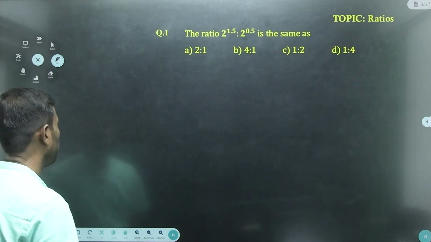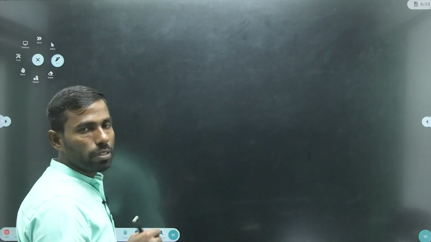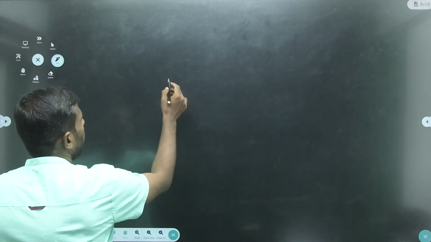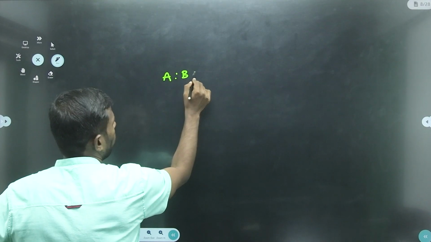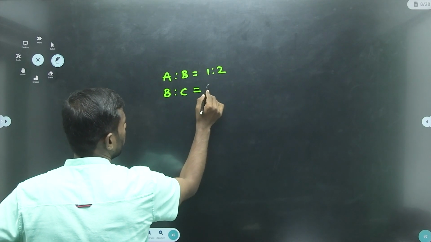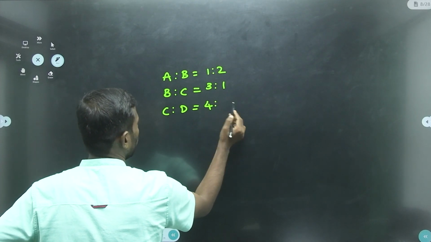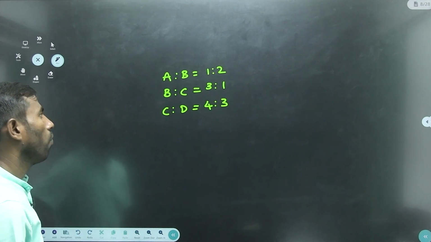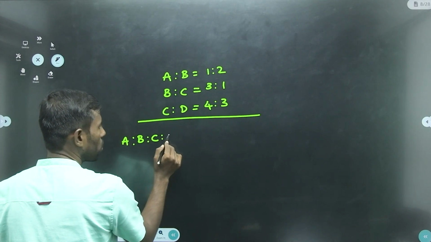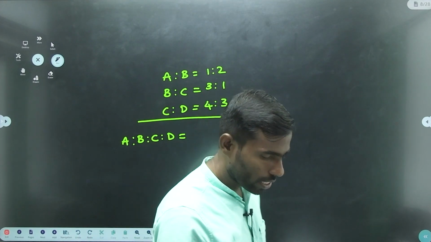Now, we have seen three variables A, B, C. What about A, B, C, D, or even more variables? A:B is 1:2, B:C is 3:1, and C:D is 4:3. Find out the ratio of A:B:C:D.